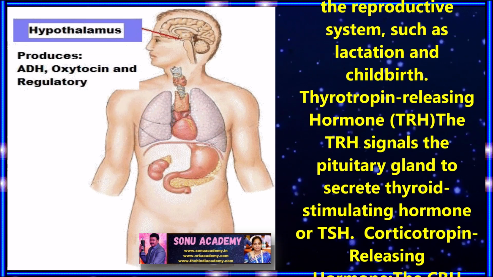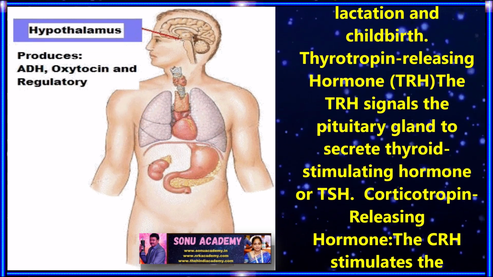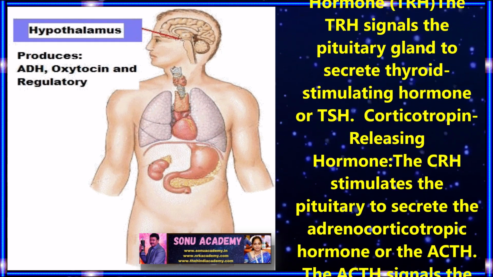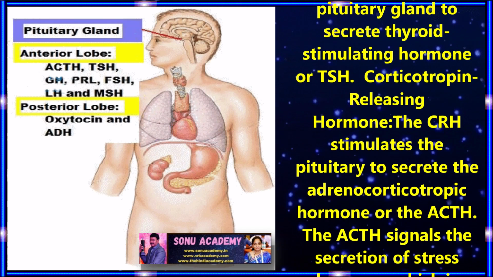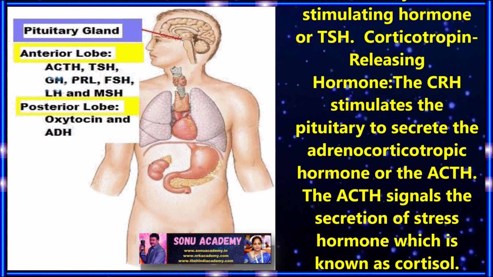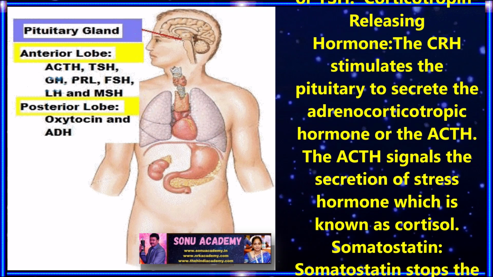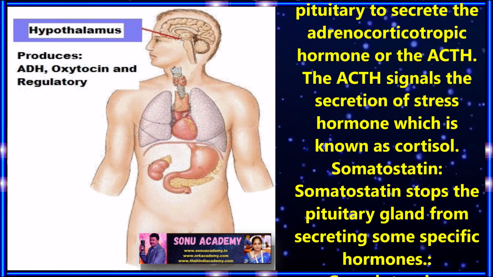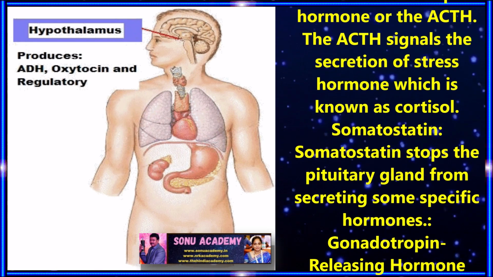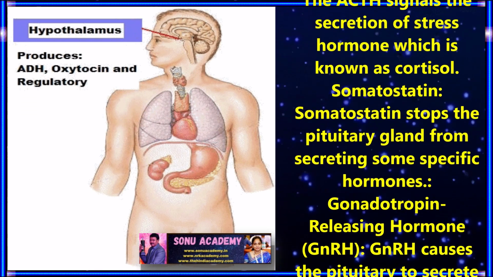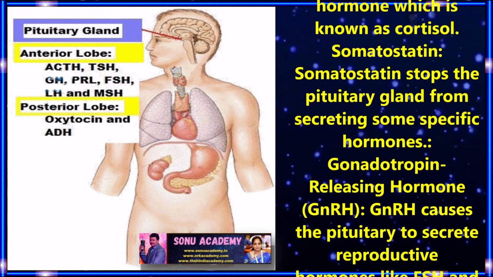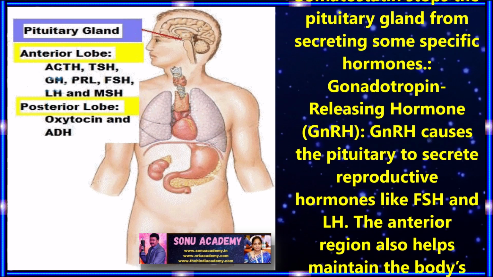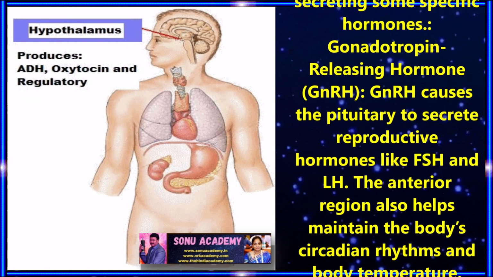Thyrotropin releasing hormone, TRH. This TRH signals the pituitary to secrete the thyroid stimulating hormone or TSH. Corticotropin releasing hormone, CRH, stimulates the pituitary to secrete the adrenocorticotropic hormone or ACTH. The ACTH signals the secretion of the stress hormone, which is known as cortisol. Somatostatin stops the pituitary gland from secreting some specific hormones.